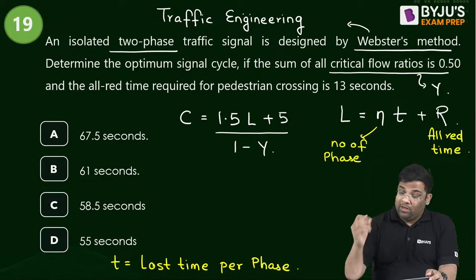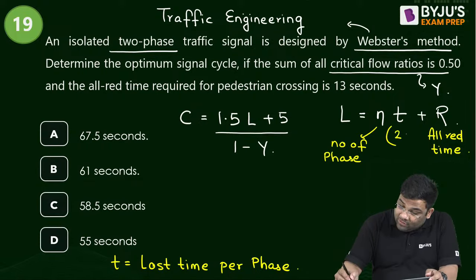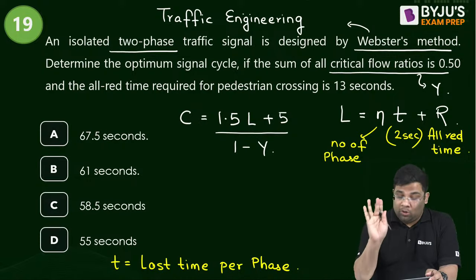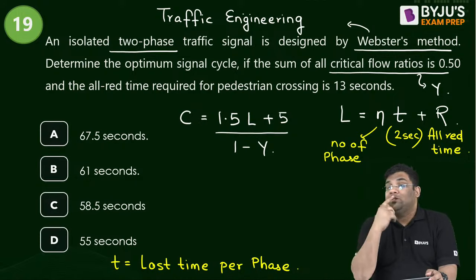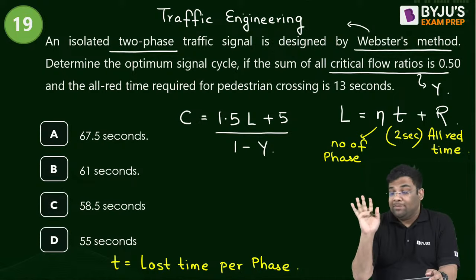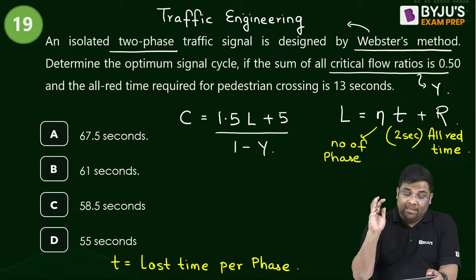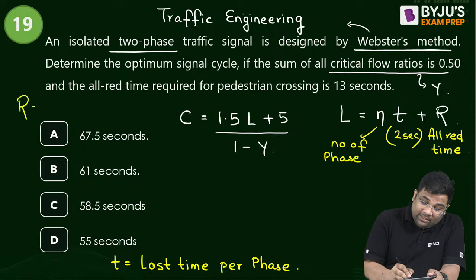Remember that the default value of lost time per phase is 2 seconds. Understood? The lost time per phase is 2 seconds. Remember this fact. Sometimes they might not give it, and you have to take 2 seconds. And the default value of red time is 0. If nothing is given in the question, it is the default value.